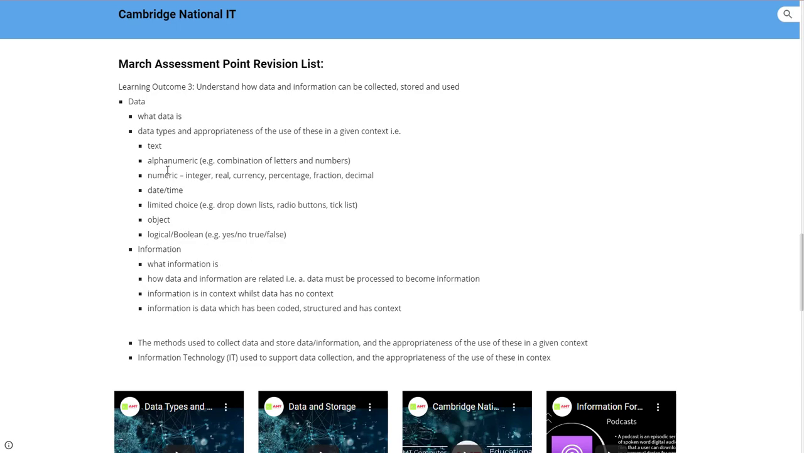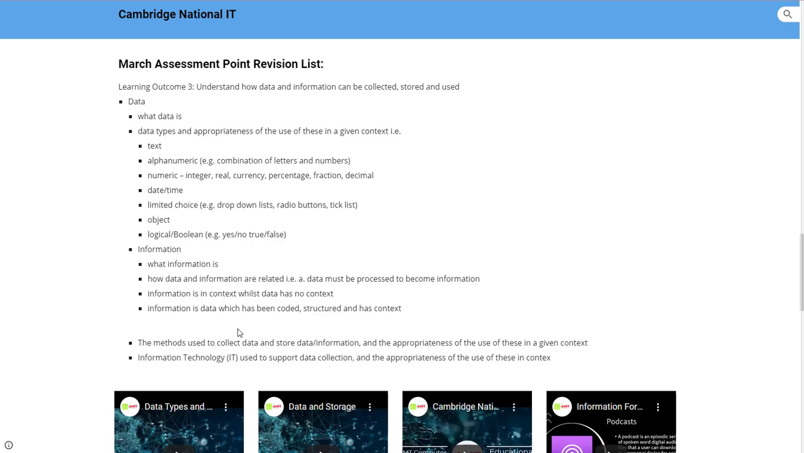You then need to be able to go from what this data is, this raw facts and figures, and turn it into information. What information is. How data and information are related. Information is in context while data has no context. I think I've said that enough in the last couple of minutes. Information is data which has been coded, structured and has context. So you need to understand that we start off with data and it'll be in one of these formats, and when we give it context it becomes information.